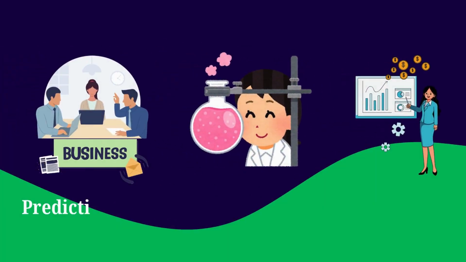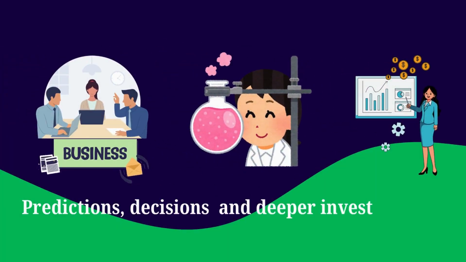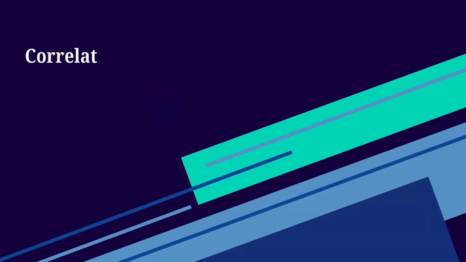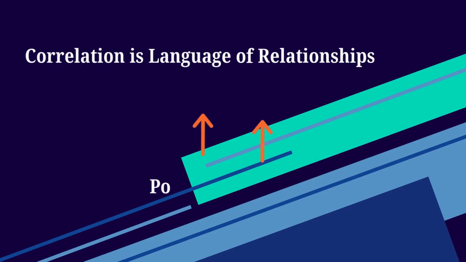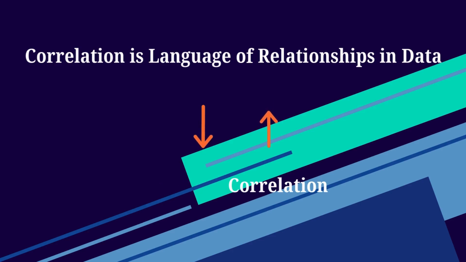In data analysis, this idea of moving together is central. It helps business leaders and analysts uncover meaningful relationships that guide predictions, decisions, and deeper investigations. Simply put, correlation is the language of relationships in data. It tells us whether two variables dance in sync, move in opposite directions, or stay completely independent of each other.